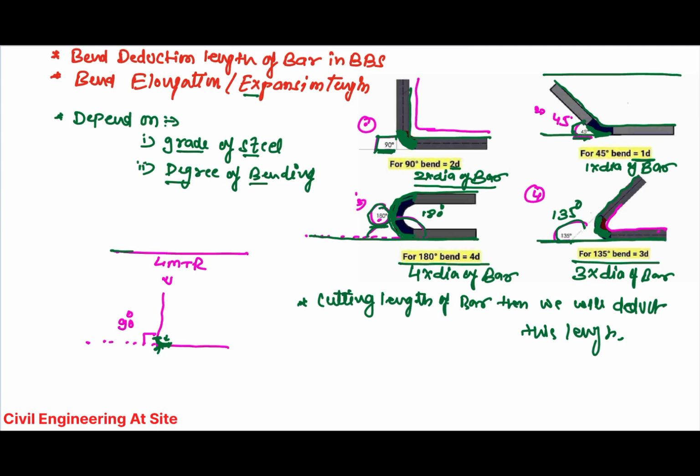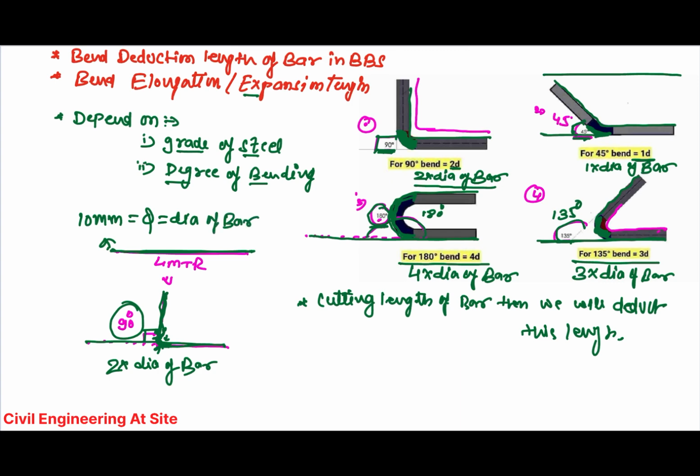Suppose I have this bar of 4 meter. If you bend this bar at 90-degree, the length will increase here by 2 into dia of bar. So suppose this bar is 10 mm dia.